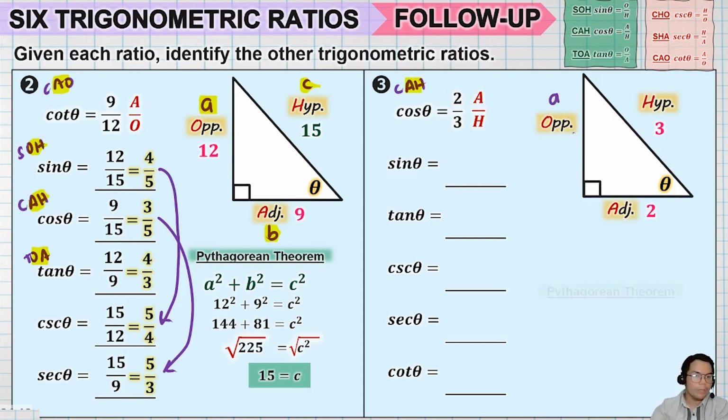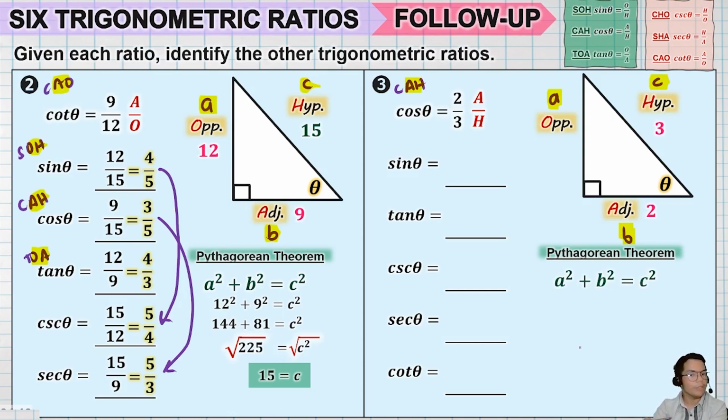So, once again, we will use the Pythagorean theorem to solve for the value of the opposite side. So, we set A as the opposite, B as the adjacent, C as the hypotenuse. A squared plus B squared is equal to C squared. Since missing si A, yung opposite side natin, magiging A squared lang ito. At pagdating kay B squared, magiging 2 squared siya kasi 2 yung value ng B natin. 3 squared is 9. 2 squared is 4. So we have A squared plus 4 is equal to 9.